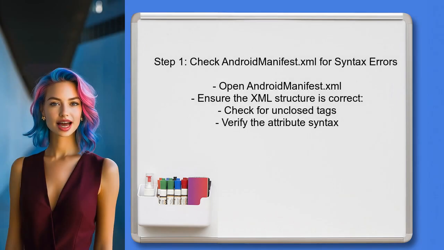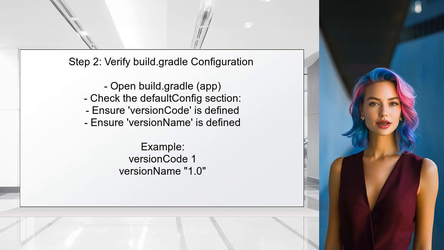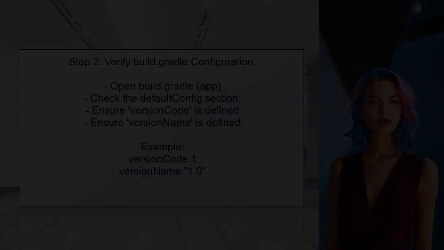To resolve the issue with the missing Android version code attribute, the user should first check the Android manifest.xml file for any syntax errors. It's important to ensure that the XML structure is correct. Next, the user should verify that the build.gradle file is correctly configured. Specifically, they need to ensure that the default config section includes the version code and version name attributes.